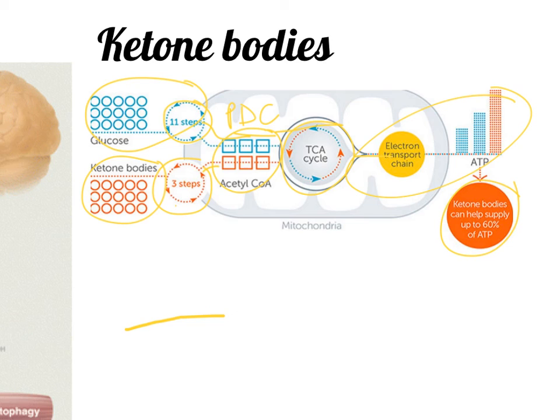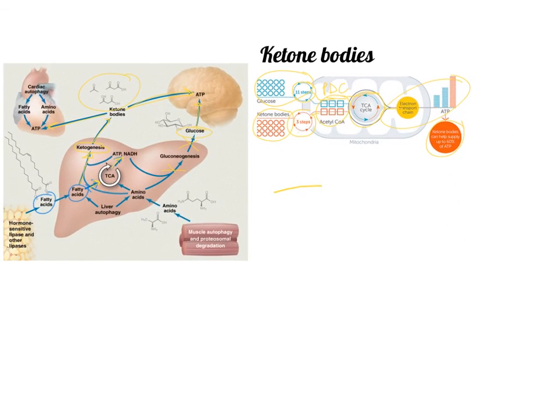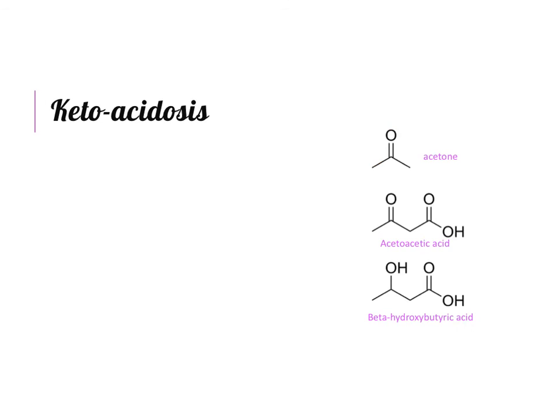But because your brain has an obligate relationship with glucose, you still need to be making sugar. And eventually we will also talk about how your body can make its own sugar, but it can only make just a little bit of it.